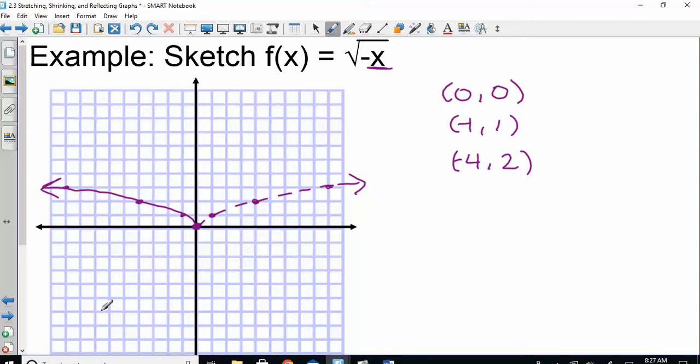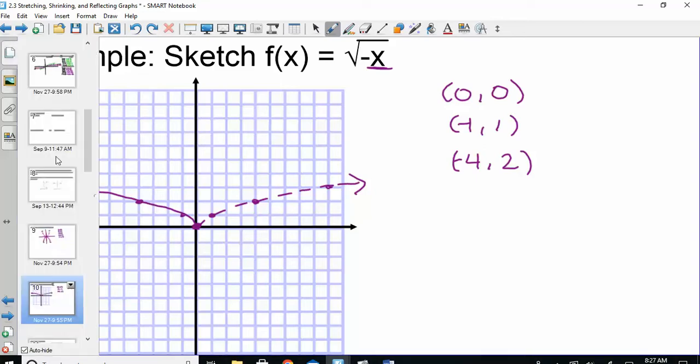We've learned all the different types. So I just want to do some examples that have more than one transformation. Now we know all the possible transformations I could give you.